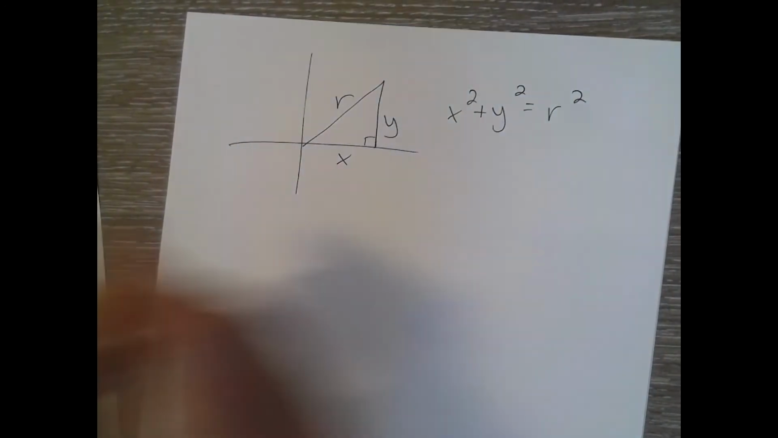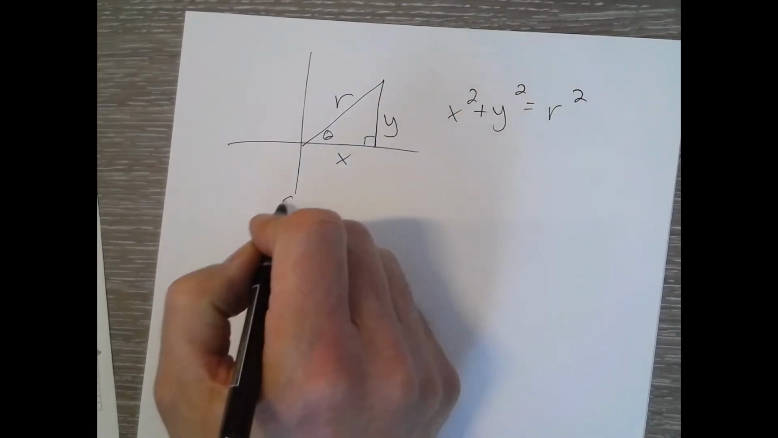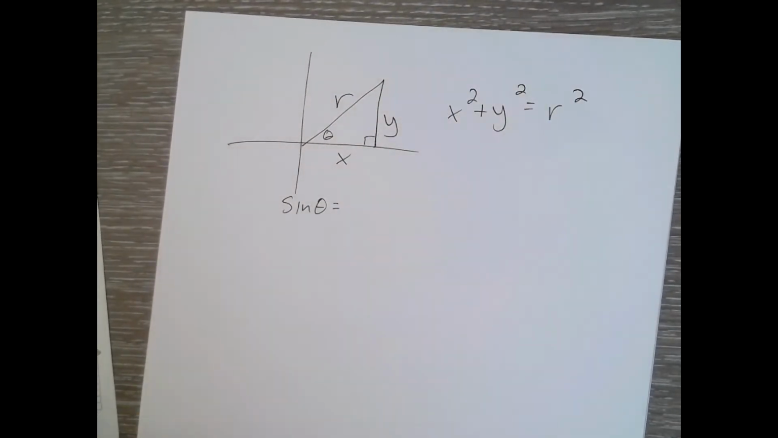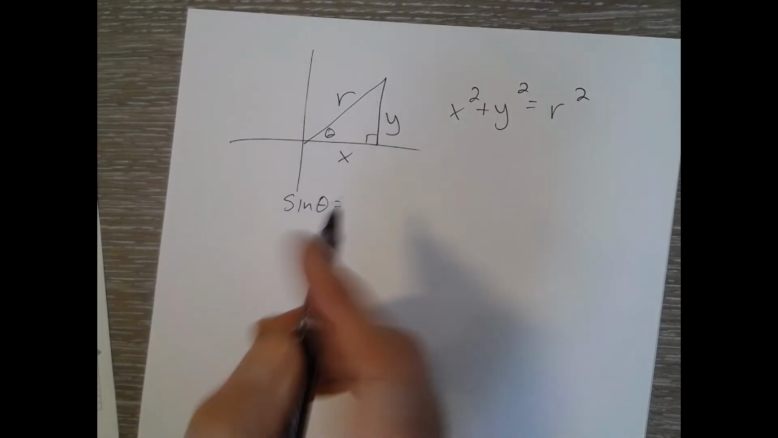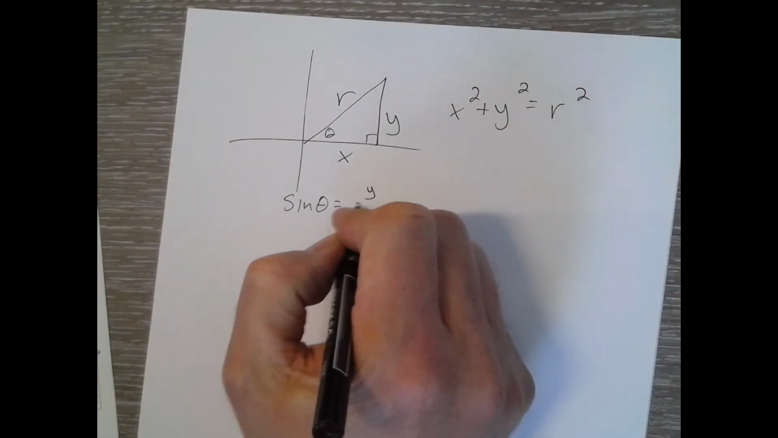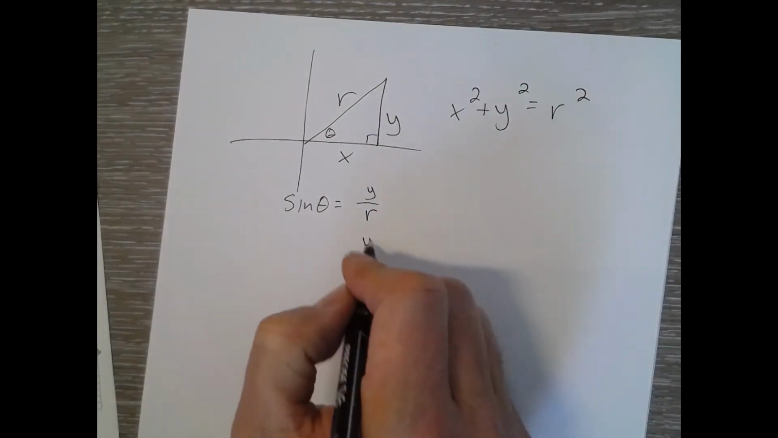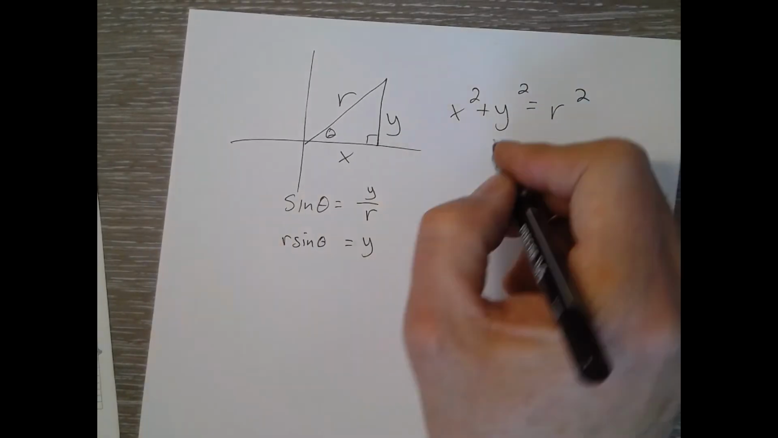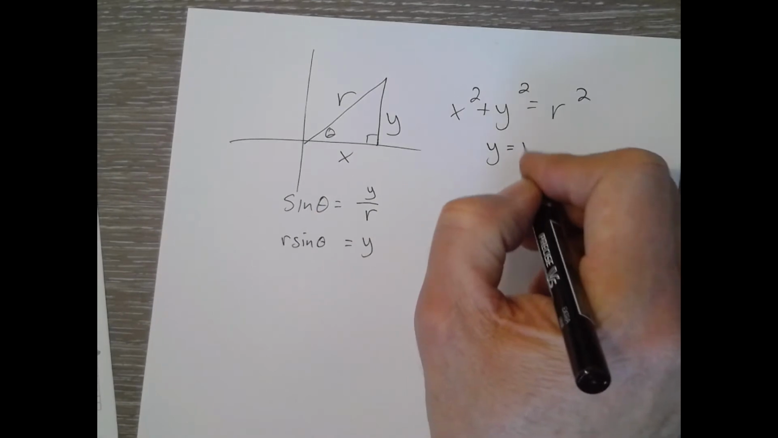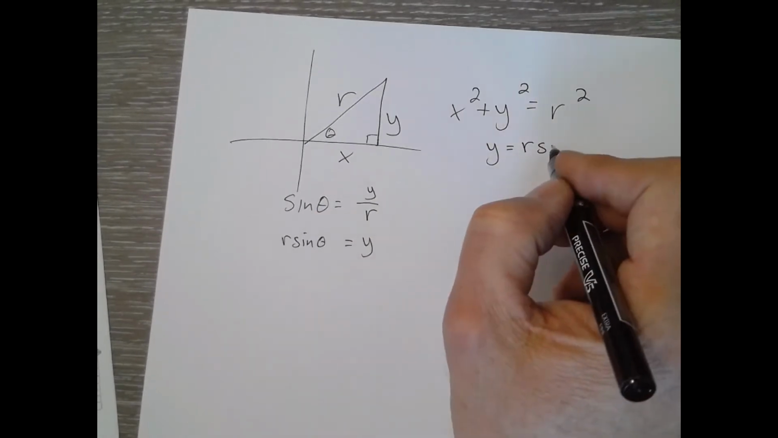We could also say that the sine of theta is equal to what is it? Y over r. Opposite over hypotenuse. Very good. So y over r. So if I wanted to, I could say y is equal to r sine theta. That's another way these are related. Y is equal to r sine theta.